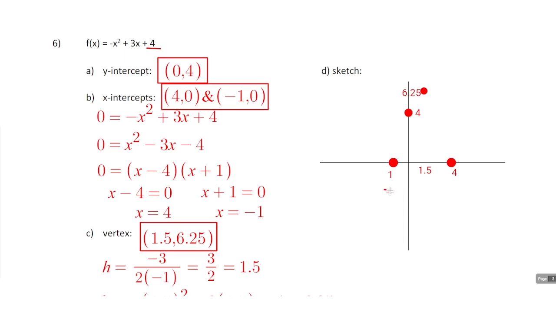This is going to be it, y'all. This is going to finish up our homework tonight. So we had 6 problems where you had to find the y-intercept, the x-intercepts, and the vertex, and then sketch your parabola. Hopefully this video was helpful.